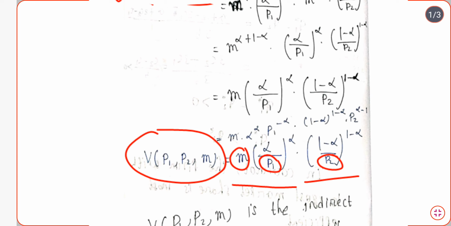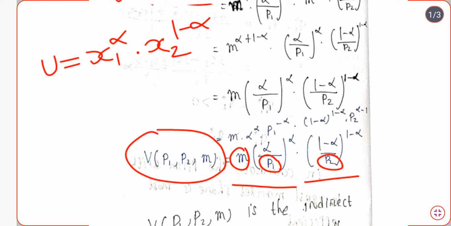And what was the direct utility function given in the question? The direct utility function that was given in the question, but I somehow missed writing the question for you, was x1 to the power alpha and x2 to the power 1 minus alpha. Here the values of x1 and x2 are given, so it was a very simple question. We just have to substitute the values of x1 and x2 to get the indirect utility function. But the next question will not be so simple.